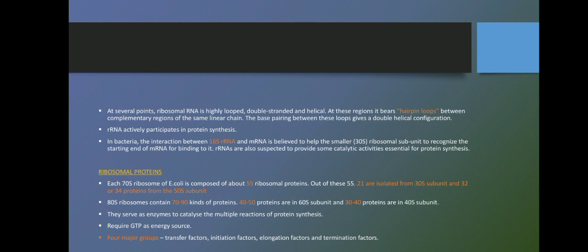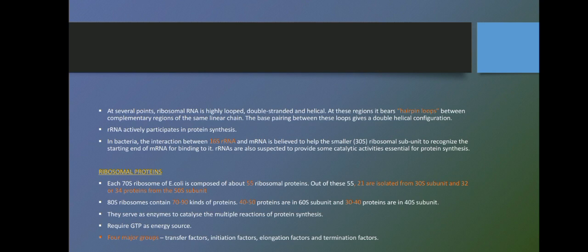At several points, the ribosomal RNA is highly looped, double-stranded, and helical, and at these regions it bears hairpin loops between the complementary regions of the same linear chain. The base pairing between these loops gives a double helical configuration. The ribosomal RNA actively participates in protein synthesis.